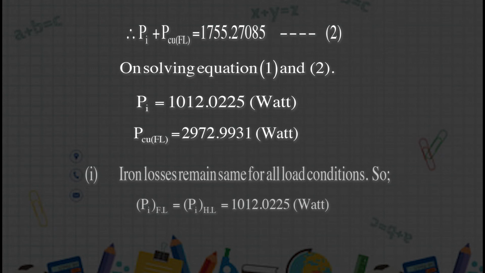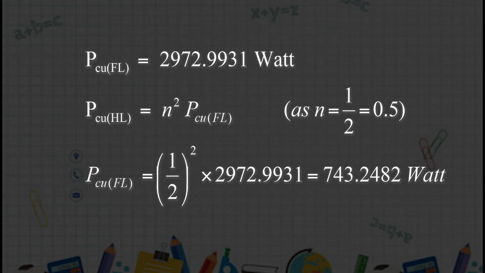So the parameter that you wanted to calculate is the iron losses. As you know, iron losses remain the same for all load conditions. So iron losses at full load is equal to iron losses at half load, which is 1012.0225 watt, and copper losses at full load are given as 2972.9931 watt. So copper losses at half load can be written as n square multiplied by copper losses at full load.